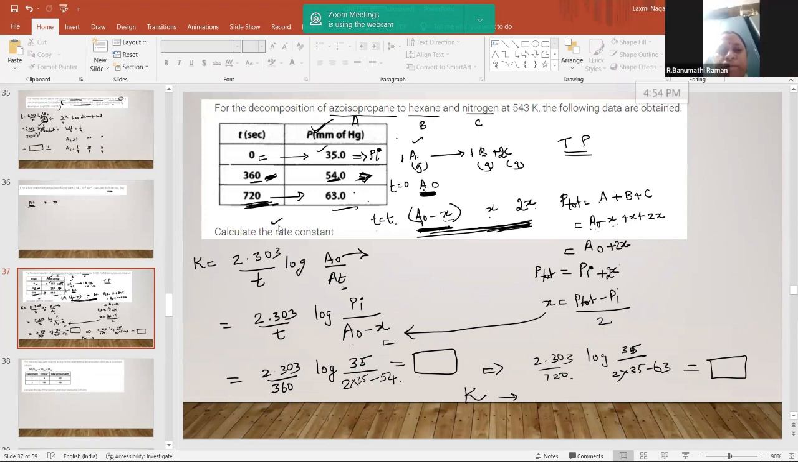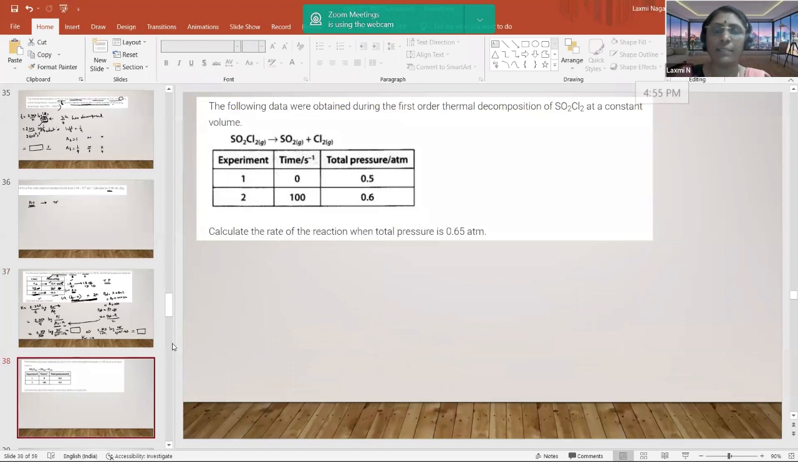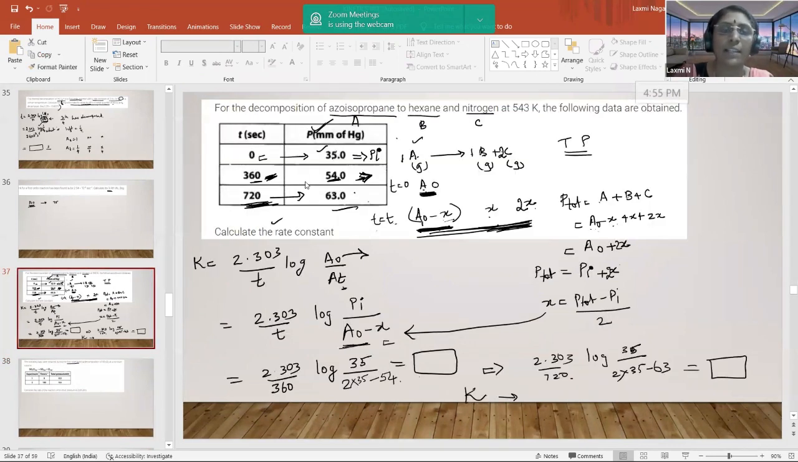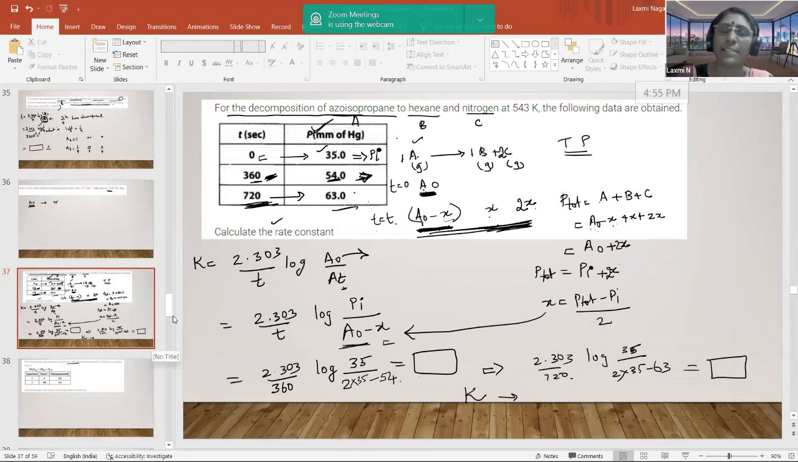Teachers, keep deriving this. Do not ask them to memorize this. 2Pi minus P total is temporary. It may change depending upon the change in the number of products. So this question may be a continuation of that one. The following data was obtained during first order decomposition. Now in the question, see the previous question, they never said it is a first order reaction. Whereas here they are saying so.